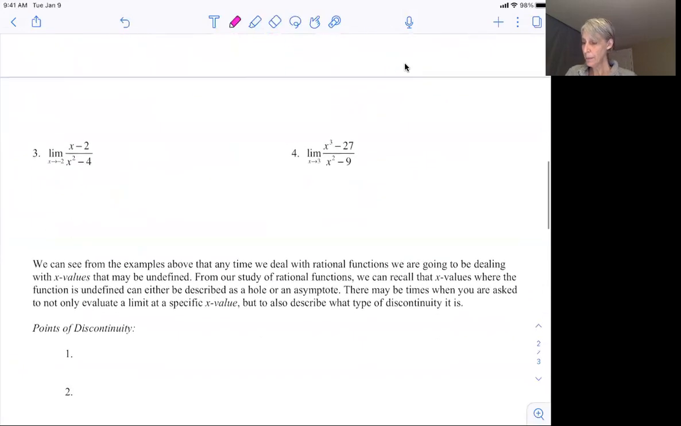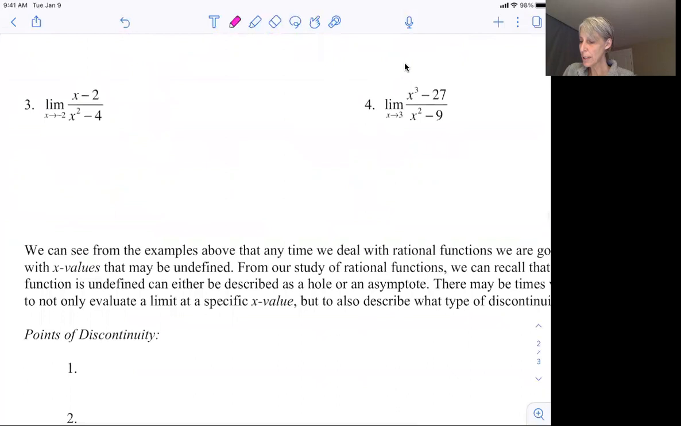The limit as x approaches -2 of x minus 2 over x squared minus 4. I'm going to plug in -2. This time I get -4 over 0.